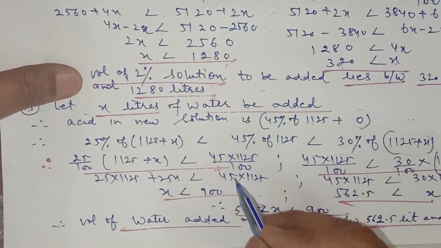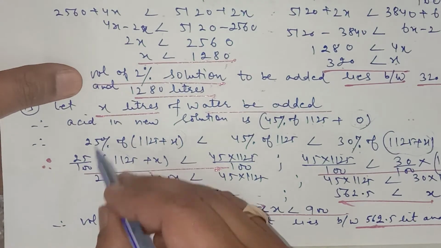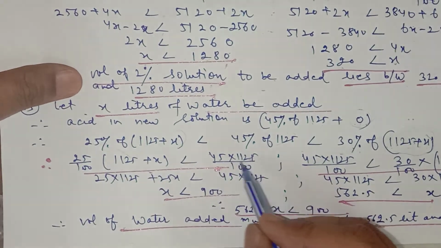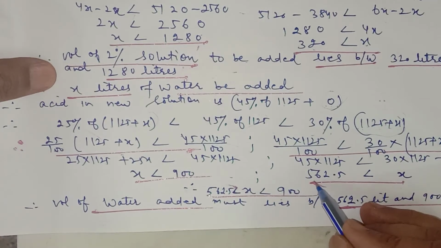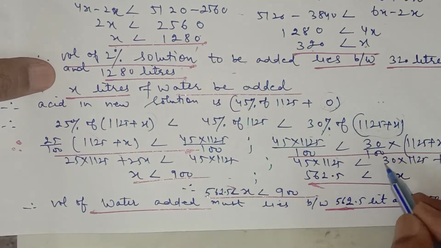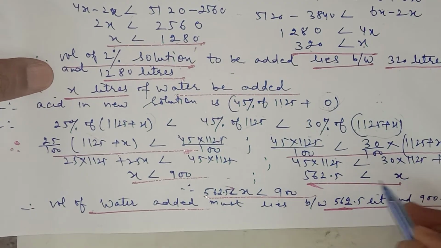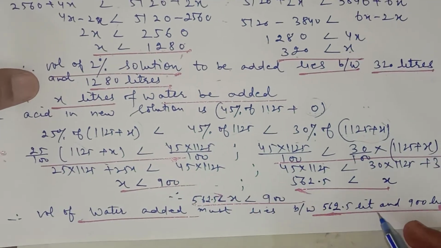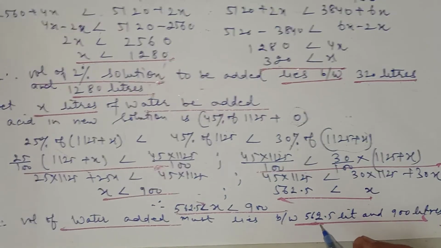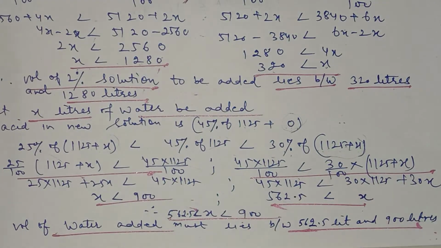Remove the percentage: 45 upon 100, 25 upon 100, open the bracket, simplify. We are getting x less than 900 and x greater than 562.5. Solve them individually. So the water to be added should be more than 562.5 liters and less than 900. So the water added should lie between these two.